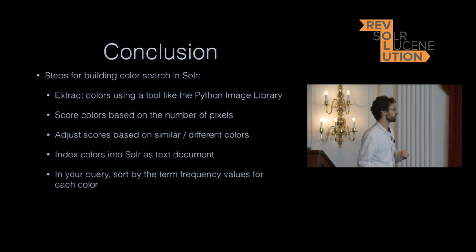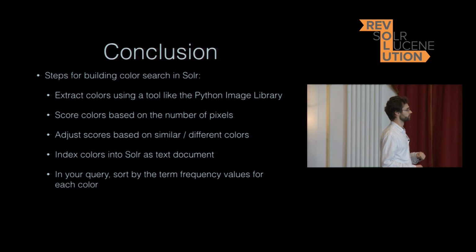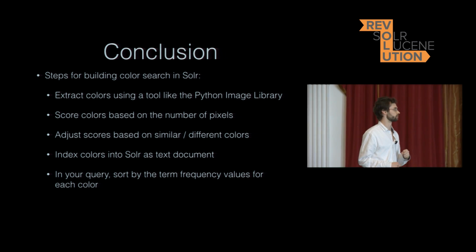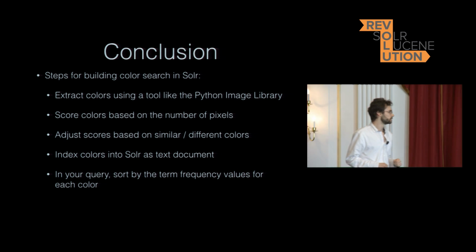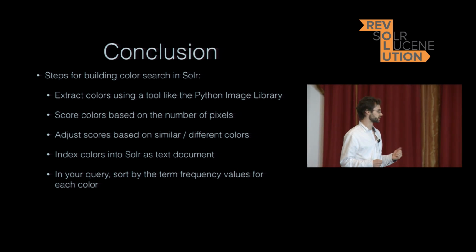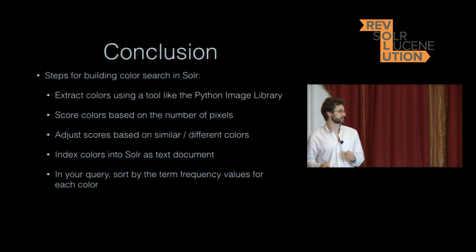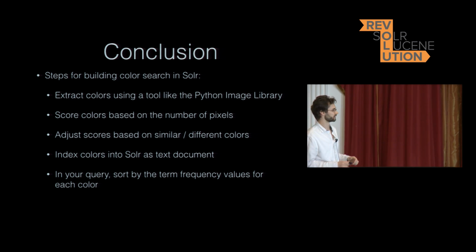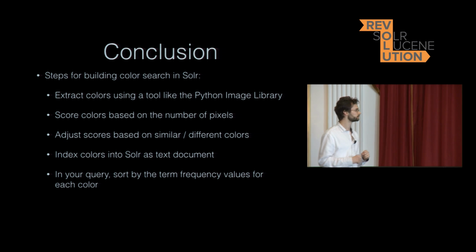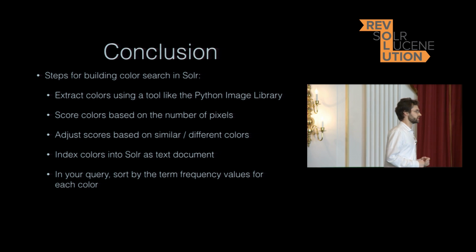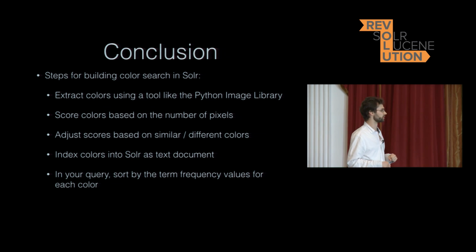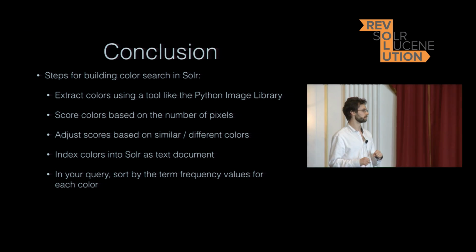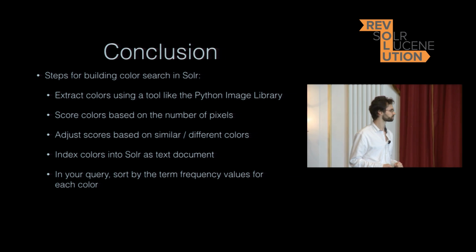So that brings us almost to the end of the talk. And I'll summarize just a few issues that we went over here. So if you're building color search in Solr, you want to be able to extract colors using a tool like the Python image library or ImageMagick. You want to basically score your colors based on the number of pixels. You want to adjust those scores based on similar and different colors in the images, and that's kind of where the color distance equations come in. You can index your colors into Solr as a text document. You can index the statistics as just integers and floats, and just add them to your queries or sort by distance on them too.